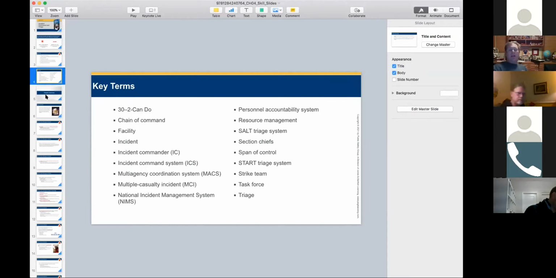Chain of command that talks about the ICS format. A lot of this stuff is what you're probably going to see on the test, and I would tell you to study those terms just for that. Know the difference between a strike force and a task force. Again, for the test.